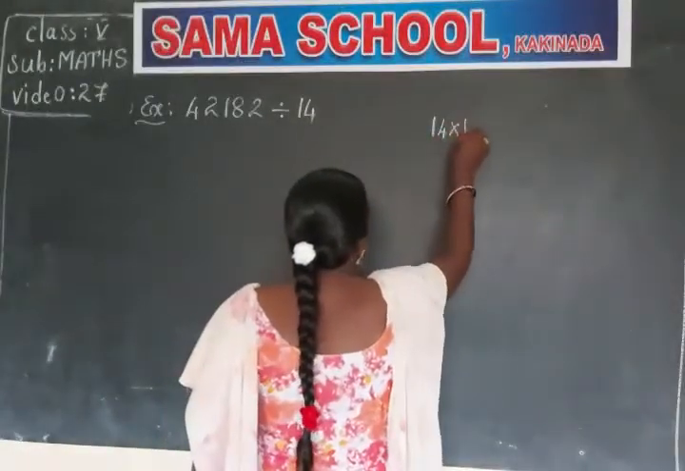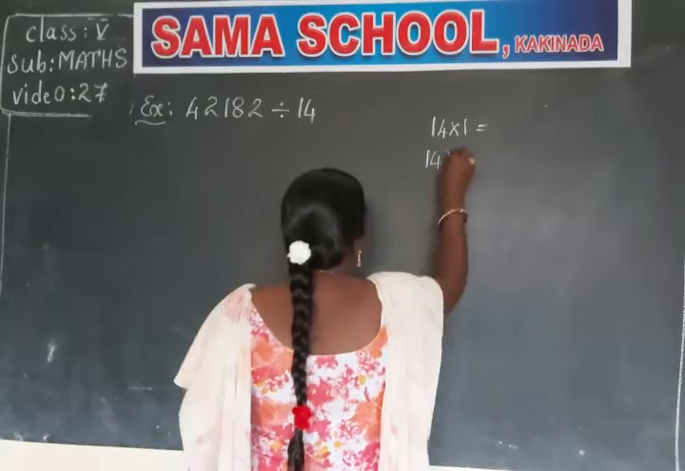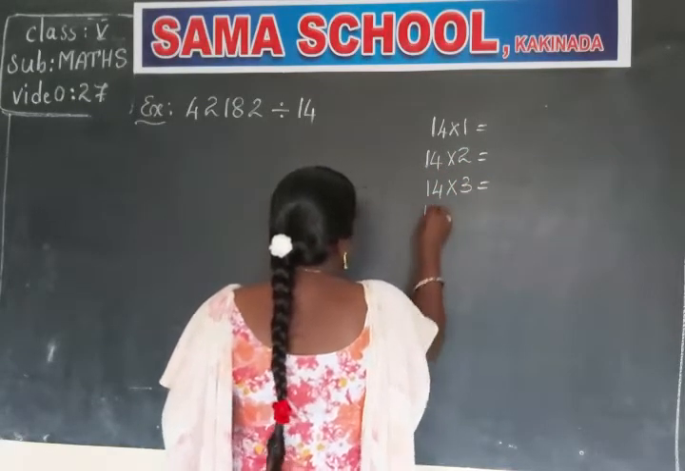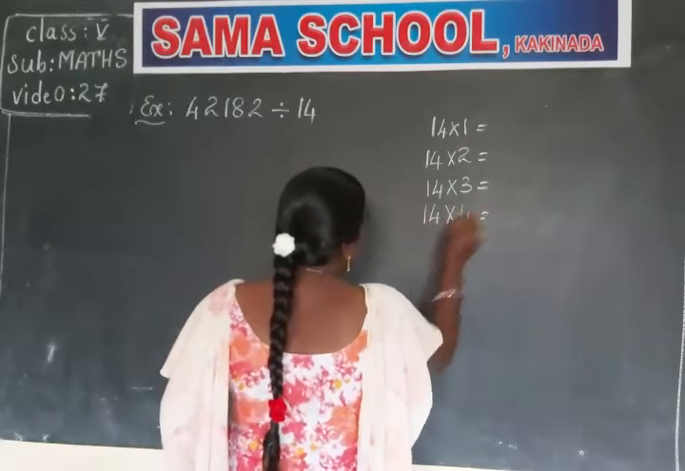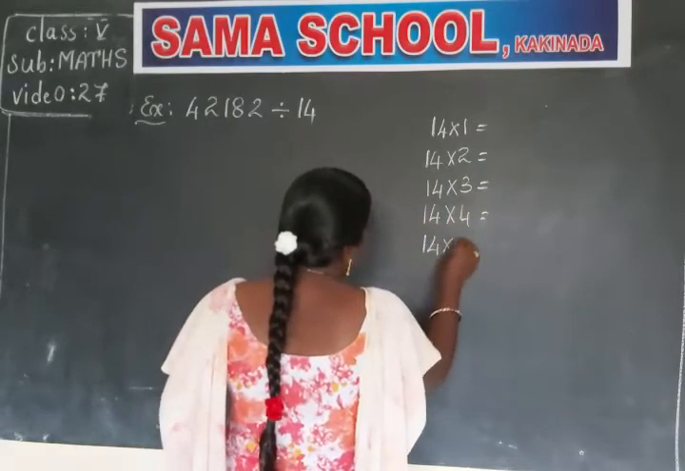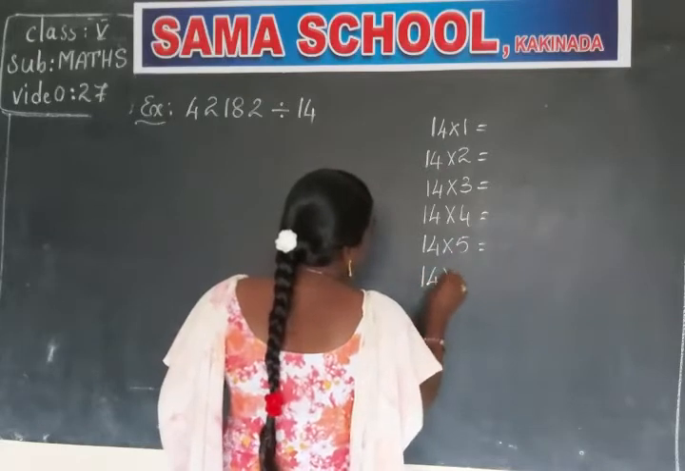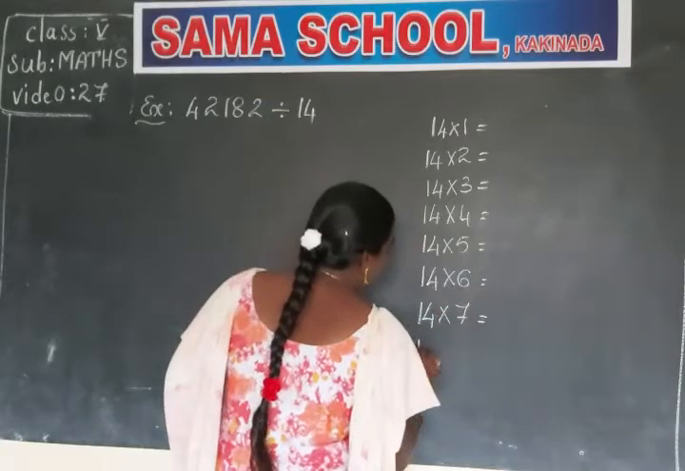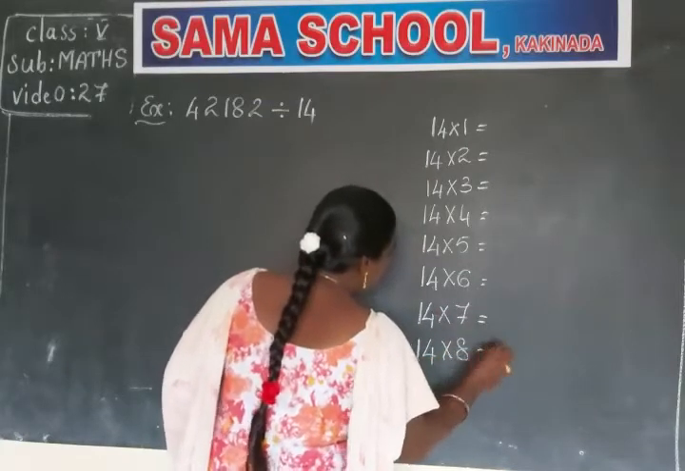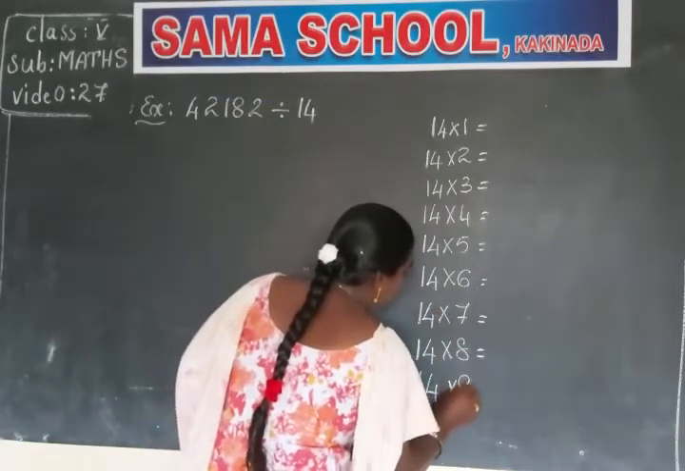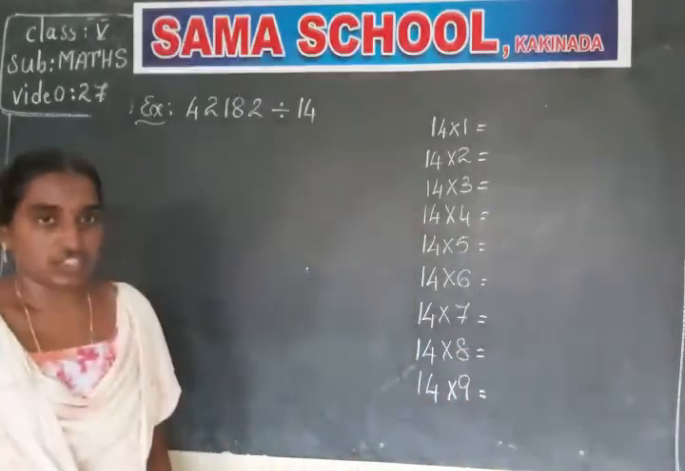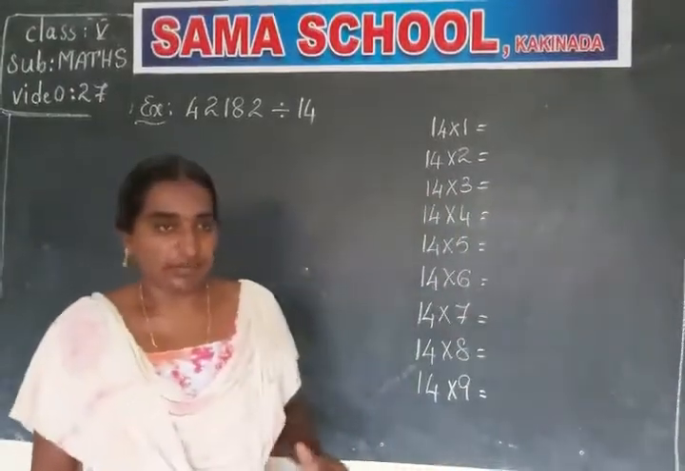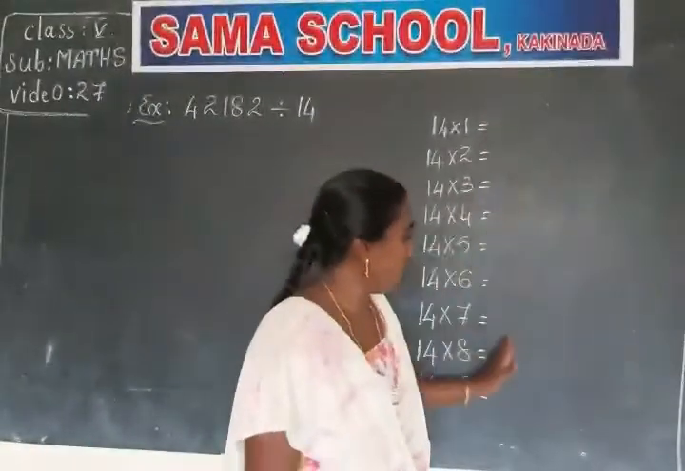First of all, we will write the structure of the table like this. This is the structure of the table. 14 3s are, 14 4s are, 14 5s are, 14 6s are, 14 7s are, 14 8s are, and 14 9s are. This is the structure of the table. Now we have to get the multiples of 14. That means we have to write all these numbers.